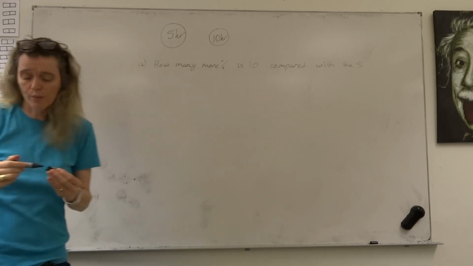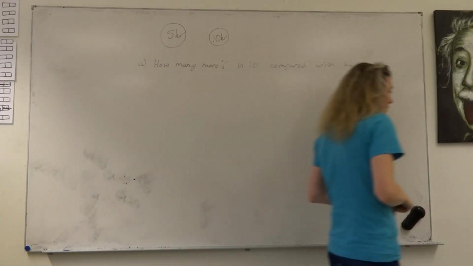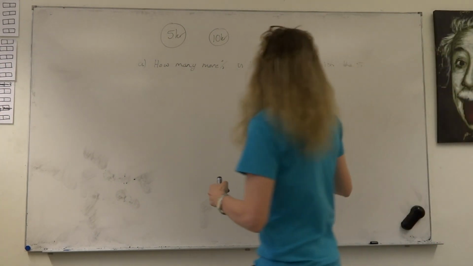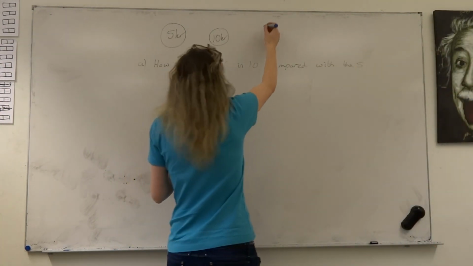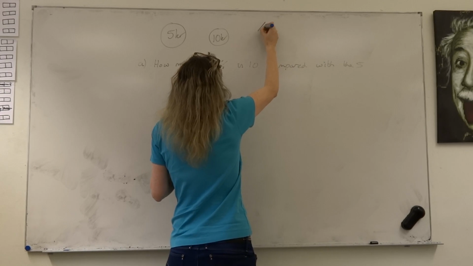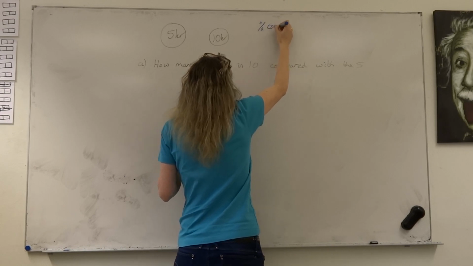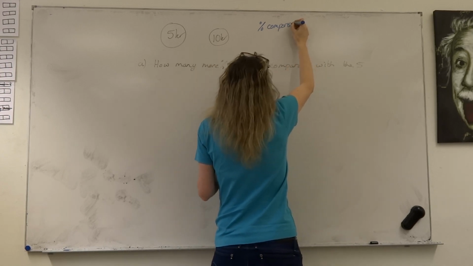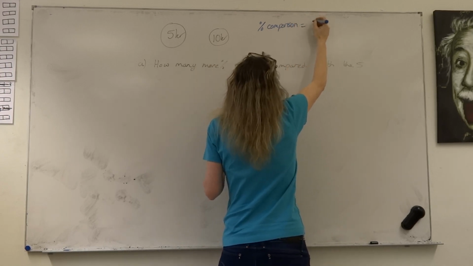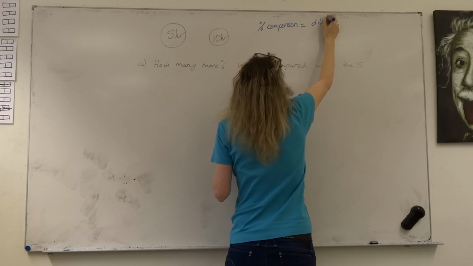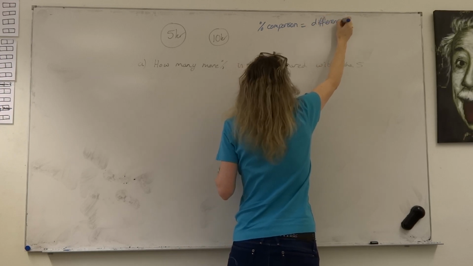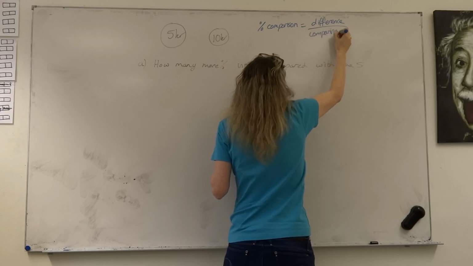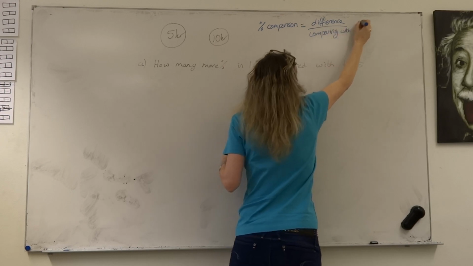We know the formula for comparative percent. It's the percentage. Comparative percent is the difference in price again, dividing by the one you're comparing with, times 100.